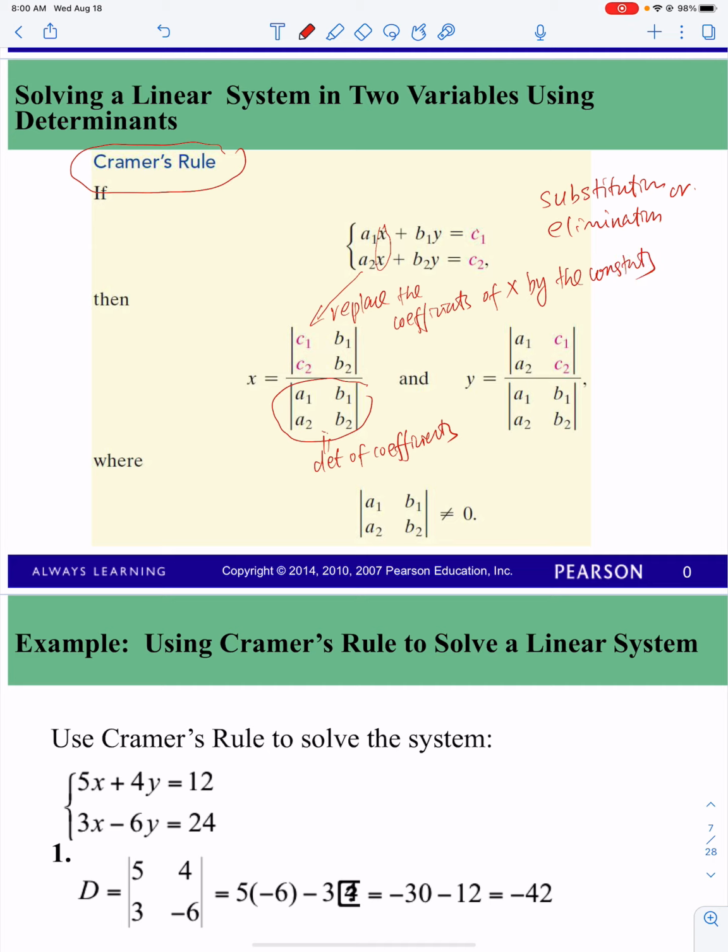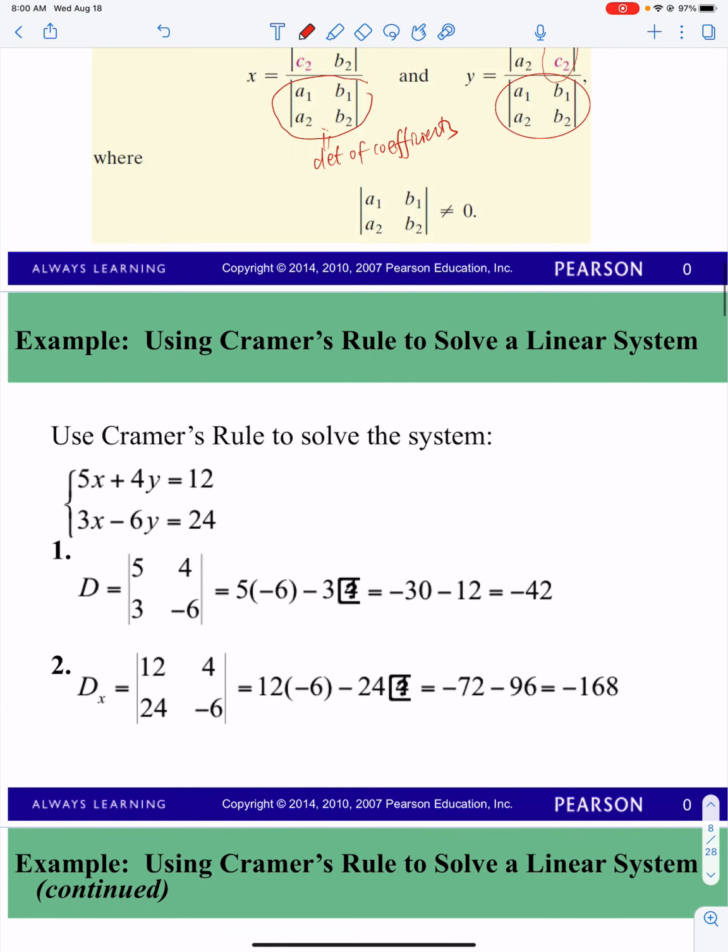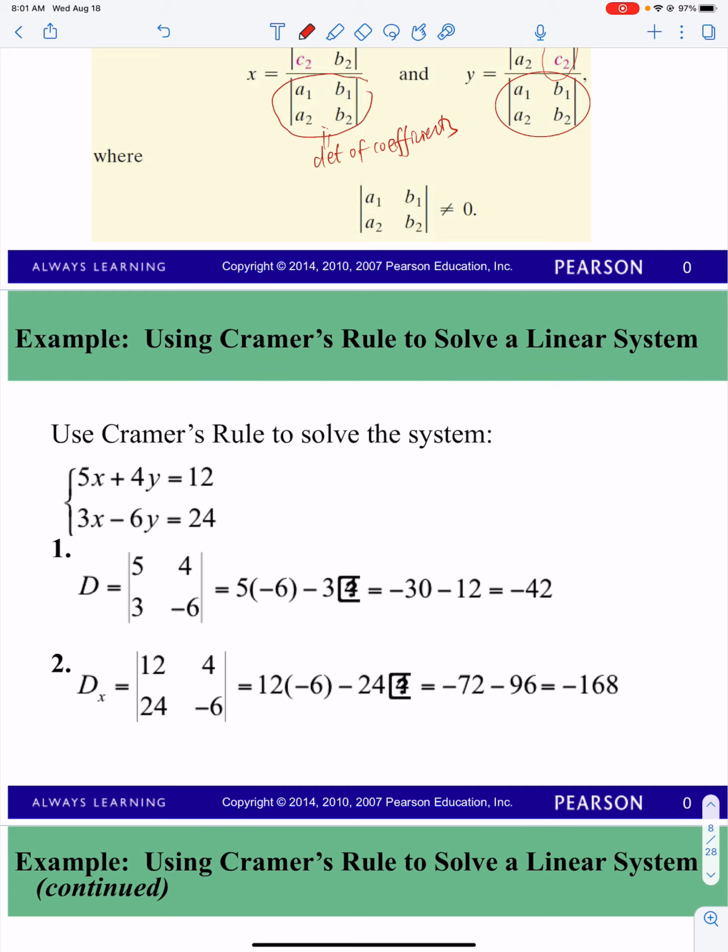So you replace the coefficient of x by the constant. And then what will you do for the y? You still have the determinant of the coefficient x and y here, but what will you do? You will replace the coefficient of y by the constant. So this is how you remember. Okay, so then what should we do for this one?